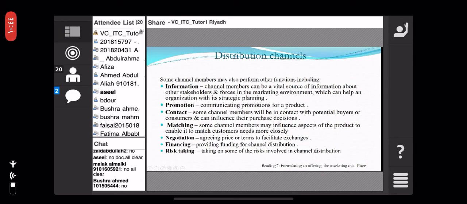Risk taking: taking on some of the risk involved in channel distribution. For example, if it is an everyday product, fast-moving items like milk, it could expire. So the middlemen or intermediaries are paying on the spot. So risk taking, taking on some of the risk involved in channel distribution.